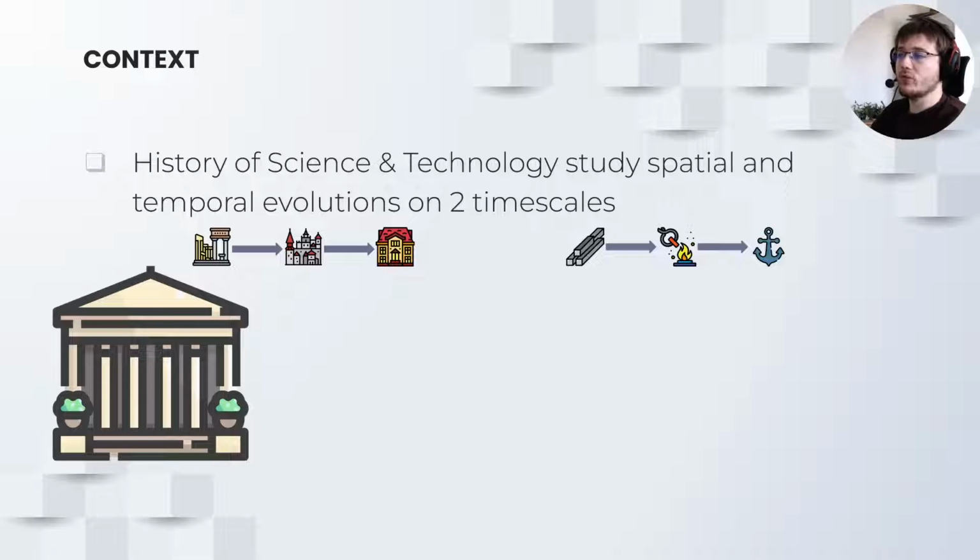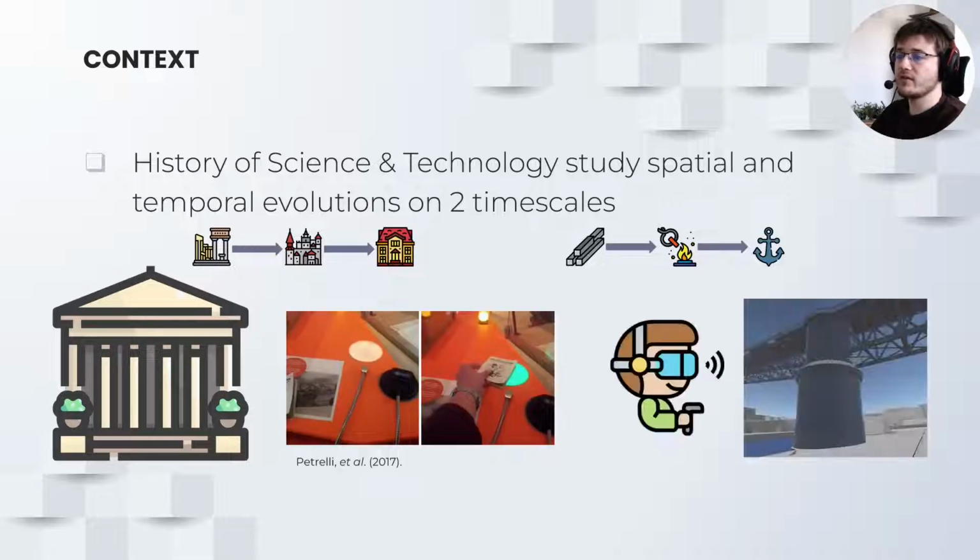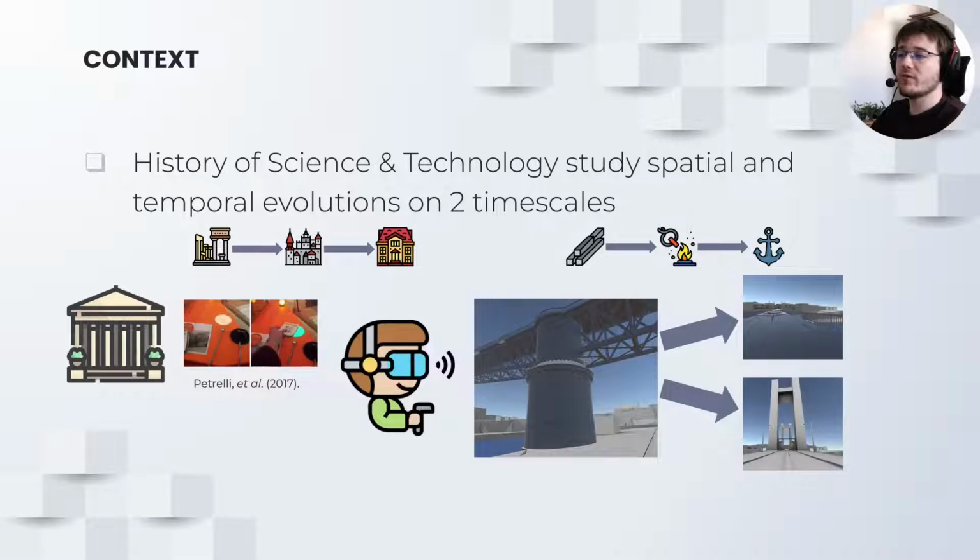On one hand, museums use more and more new technologies such as tangible user interfaces and virtual reality to attract more visitors and make their exhibitions more engaging. On the other hand, using new technologies allows visitors to explore digital reconstructions of past environments and navigate through space and time.